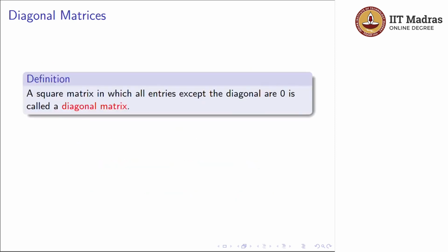Now some further specializations of these square matrices. A diagonal matrix is one where the only non-zero entries are in the diagonal, everything else is 0. Such a thing is called a diagonal matrix. Here's an example. You can see that the diagonal entries here are 1, -3 and 4.2. The first diagonal entry is 1, the second diagonal entry is -3, and the third diagonal entry is 4.2. Everything else is 0. So this is a diagonal matrix.